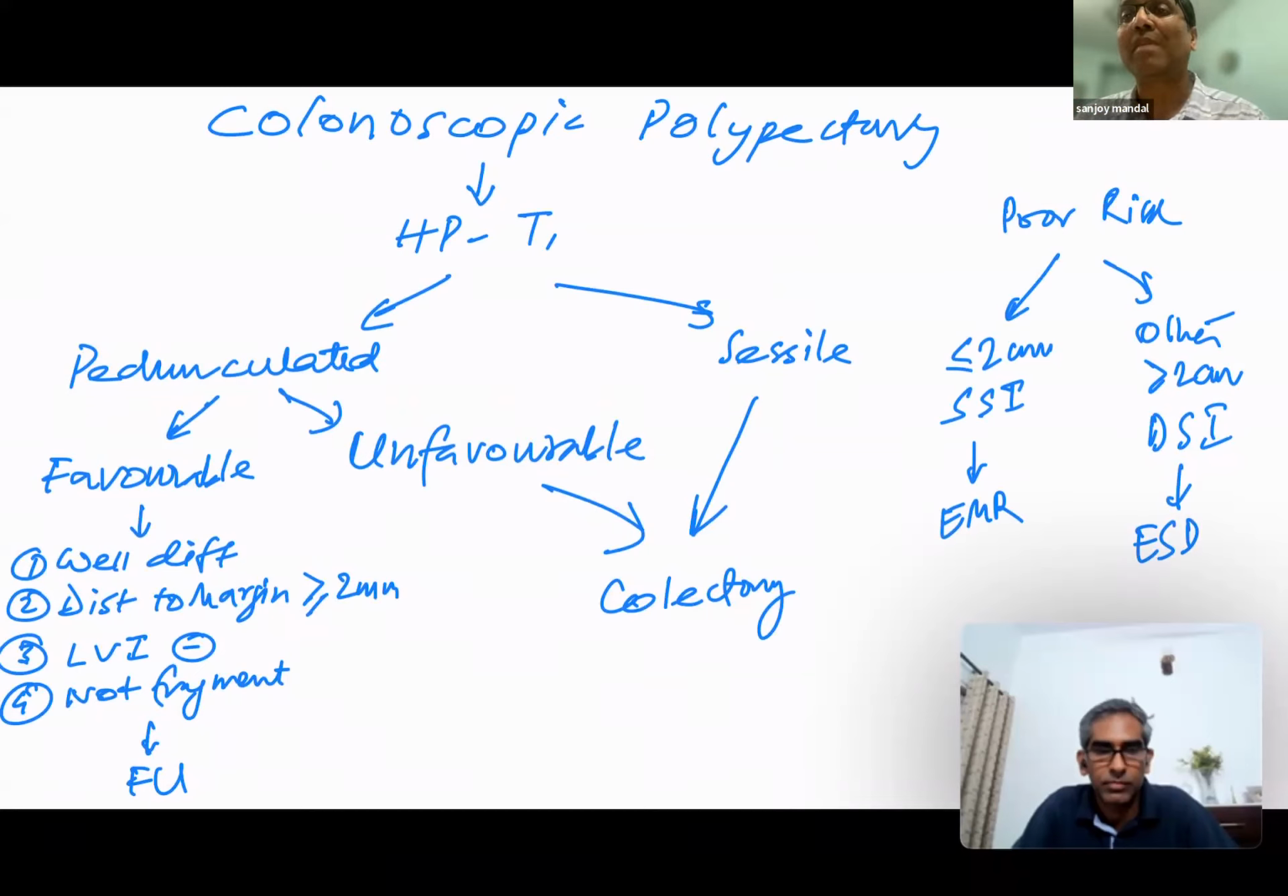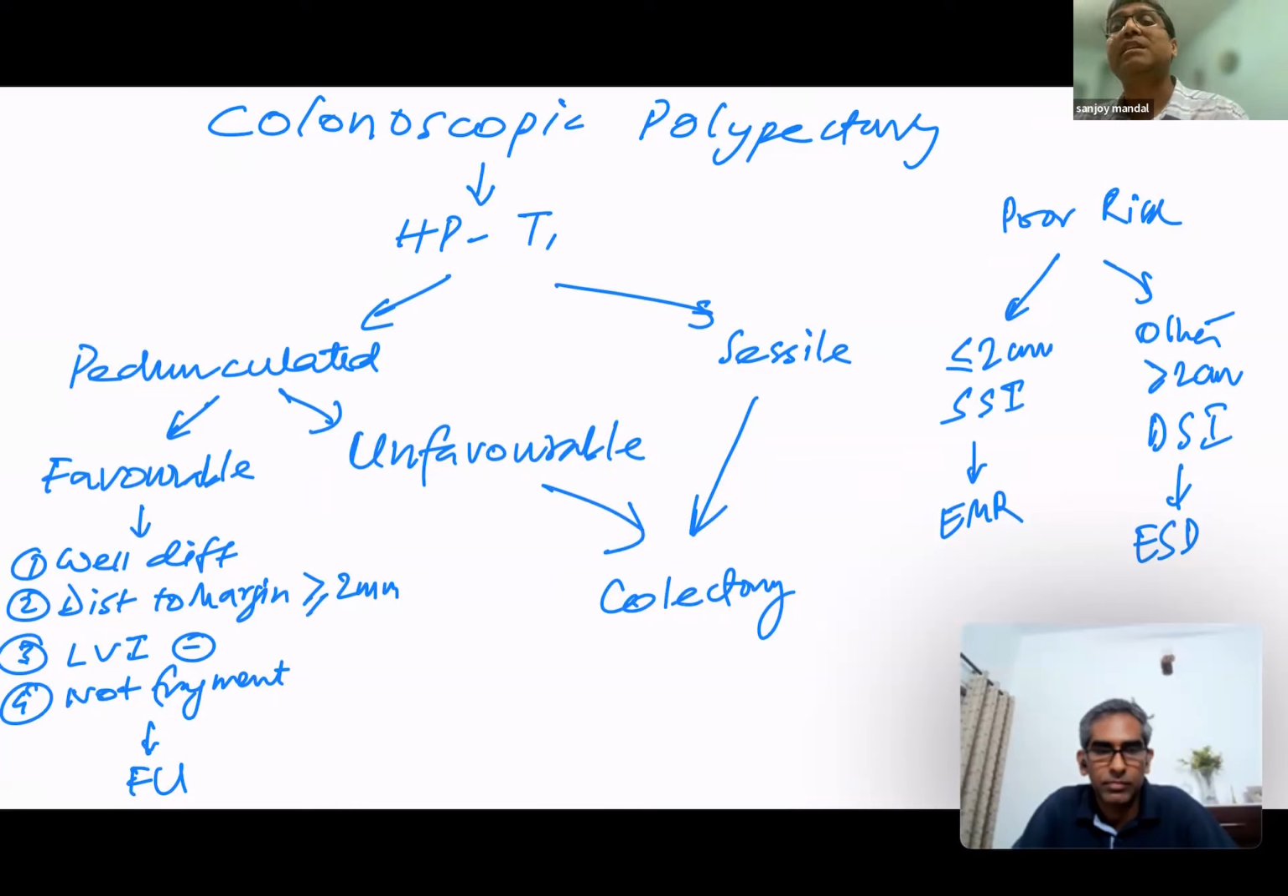If you have a carcinoma in situ, these patients would essentially be followed up. But if you have a T1 growth, then a couple of things you need to assess. You need to assess if the polyp is pedunculated, and if it is pedunculated, does it have favorable features? In other words, is the cancer well differentiated? Is the margin 2 millimeters or more from the resection margin? Is there a lymphovascular invasion? And whether the specimen is fragmented or not. Now, if these favorable features are there, these patients would essentially be followed up.